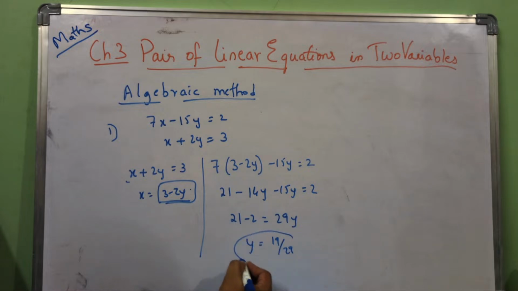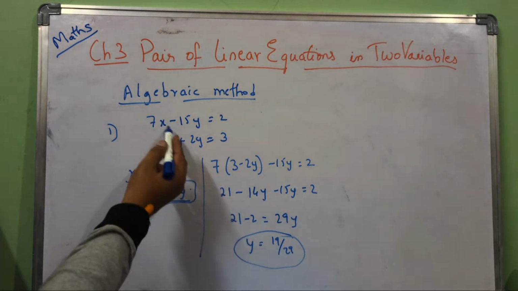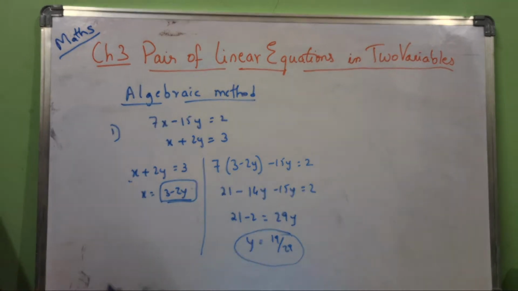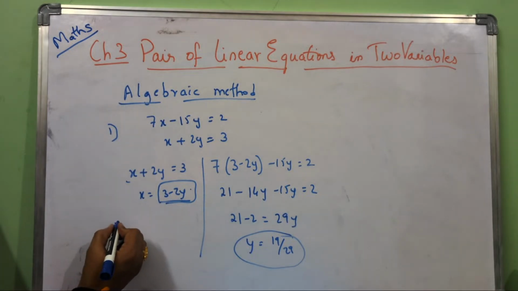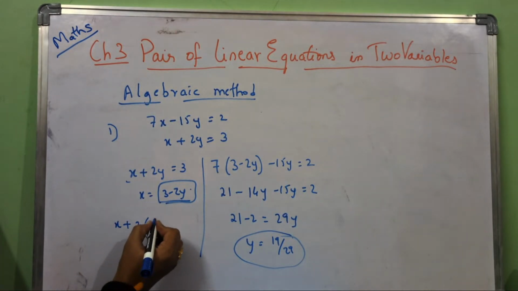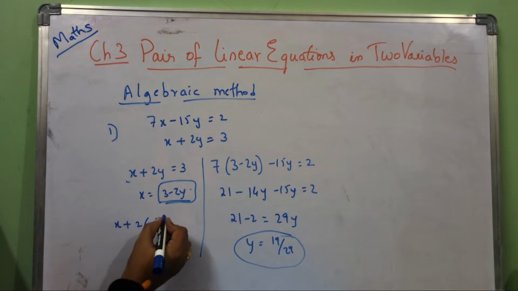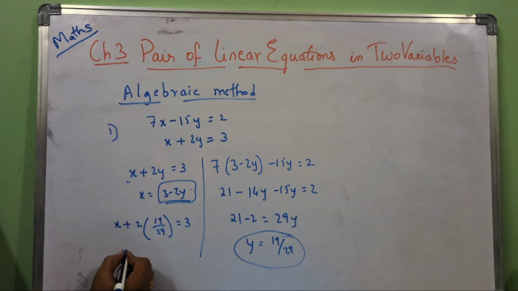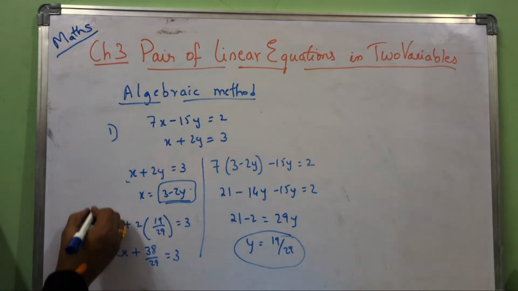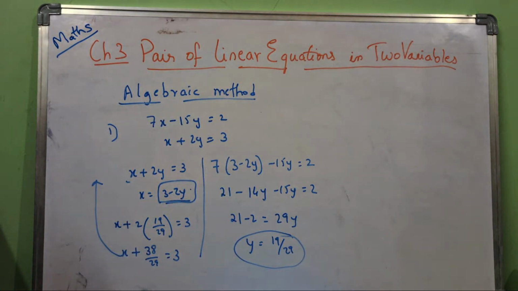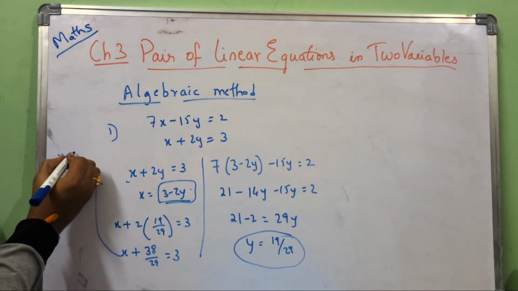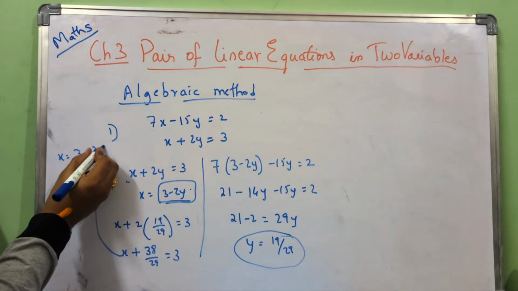So now I got the y value. What I have to do is substitute it in the first equation or the second equation, your choice, and you will get the x value. As the second has smaller values, I am using the second equation again. So x plus 2 into the y value, 19 by 29, equals 3. So x plus 38 by 29 equals 3. So now x becomes 3 minus 38 by 29.